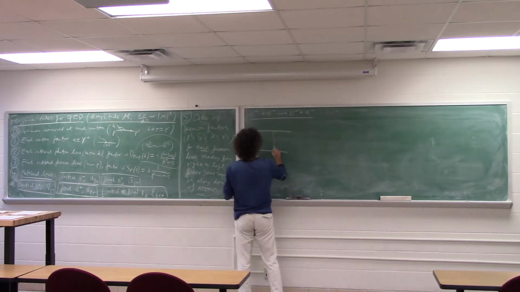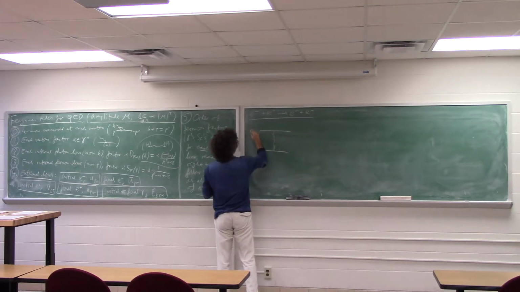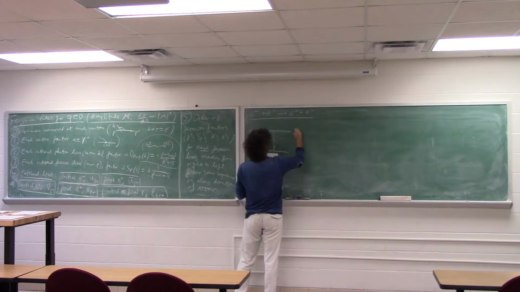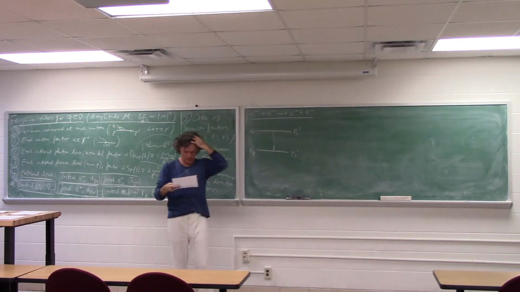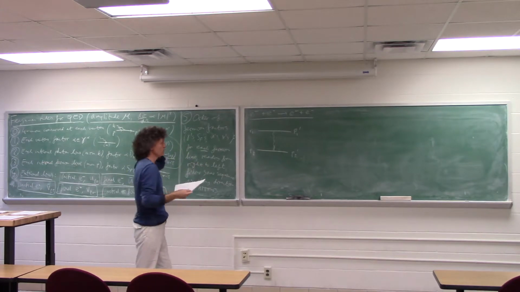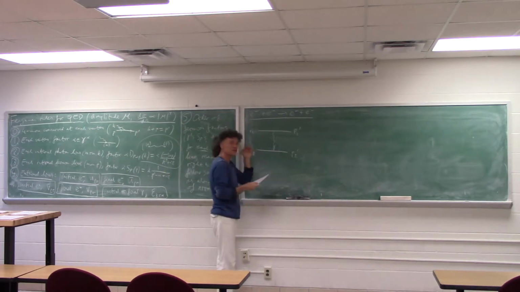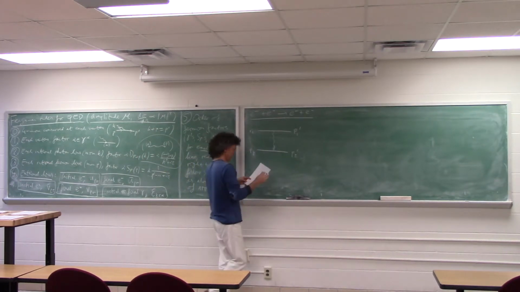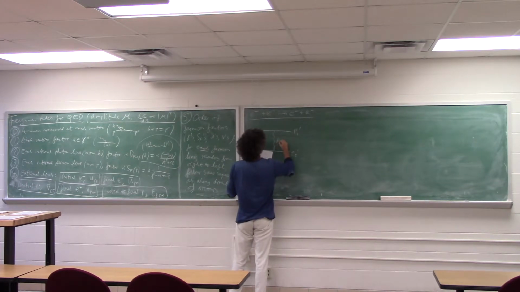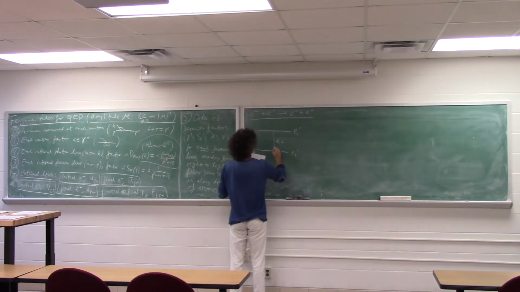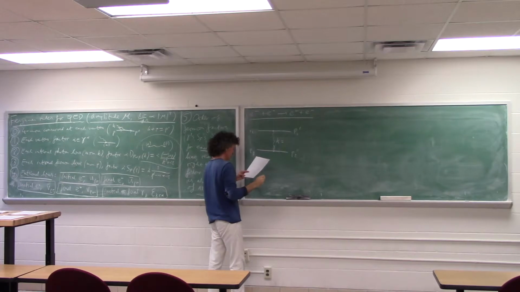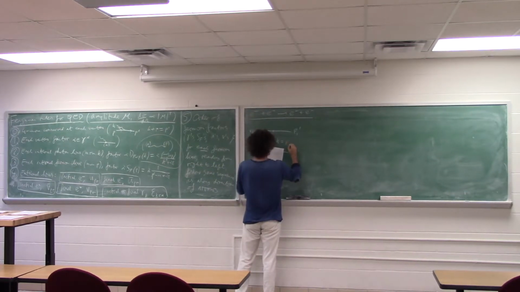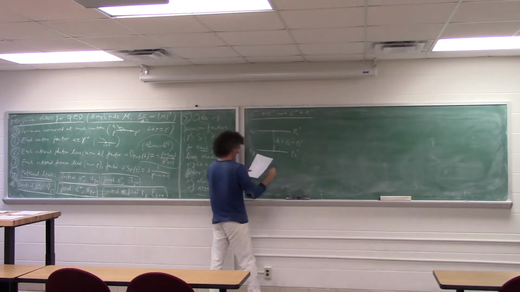looks like this. So the incoming electrons have momentum P1 and P2. Outgoing electron momentum P1 prime, P2 prime. There's an internal photon line with four momentum K. Remember, four momentum is conserved at each vertex, so I can write it as P2 minus P2 prime.